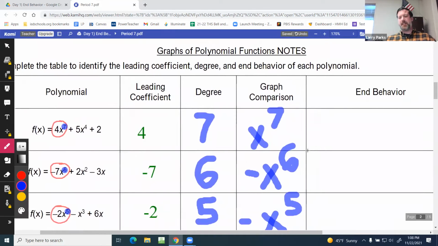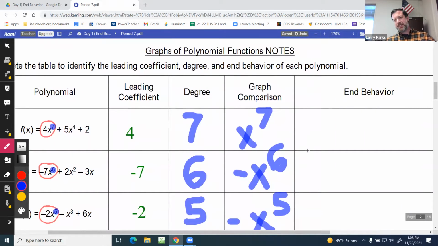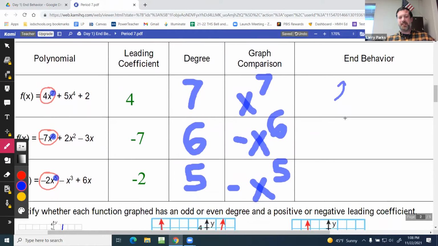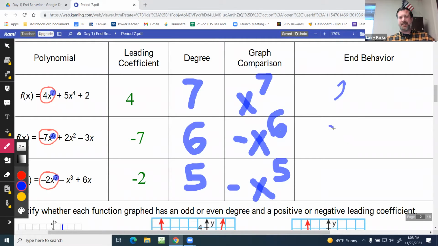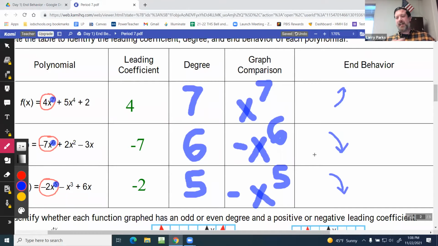All right, what is the end behavior? You could, in fact, type this into Desmos. I'm going to show you a better way. If the leading coefficient is positive, like 4, that means it opens up on the right side. When it's negative, it opens down on the right. So I look at this number, and if it's positive, I know it opens up on the right. If it's negative, it opens down on the right.